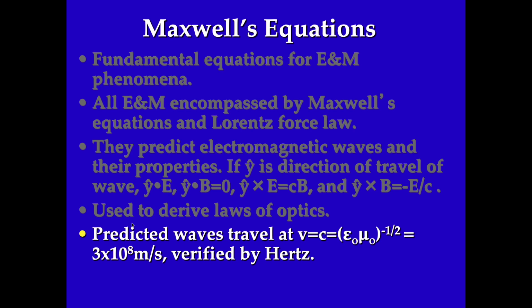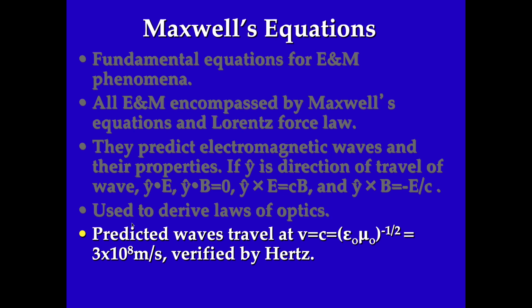He was also able to predict the speed at which these waves traveled. At that time, people had measured the speed of light, but no one had come up with a theoretical expression for the speed of light. He came up with it. And notice what the speed of light is. It's the square root of 1 over epsilon naught times mu naught. If you calculate that, you get 3 times 10 to the 8th meters per second.